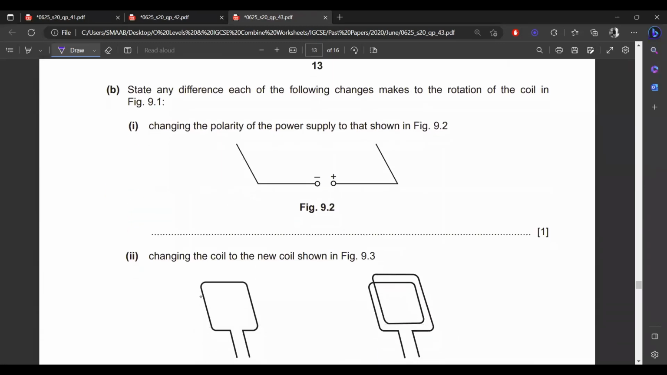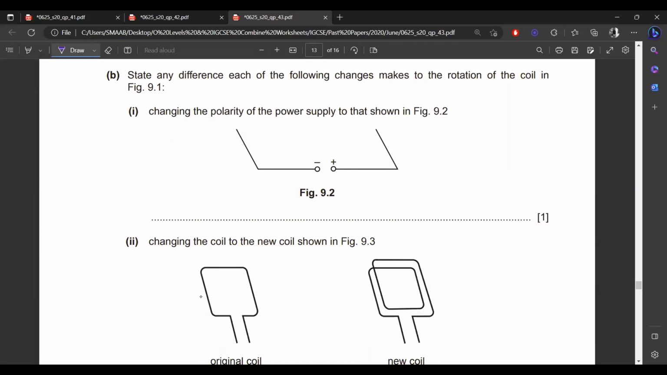State any difference. Each of the following changes makes the rotation of the coil in figure 9.1 change: changing the polarity of the power supply to that shown in 9.2. So now we change the terminals. You may see over here that positive is now on the right hand side, but in the initial condition we started with the positive terminal on the left hand side, right? So there is a change in the polarity. They mention it clearly. Okay. So changing the polarity of the power supply as shown in the figure. State the difference. So what will be the difference? The first part they are asking is related to the difference.